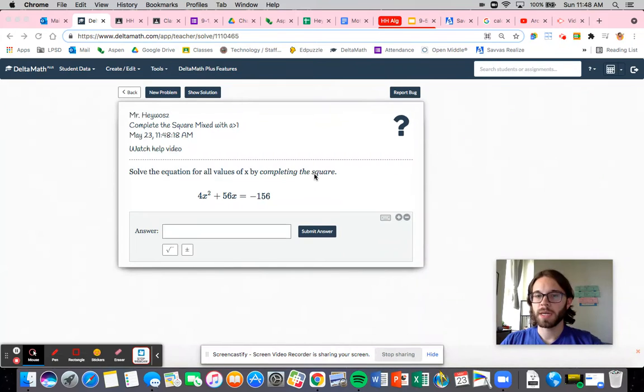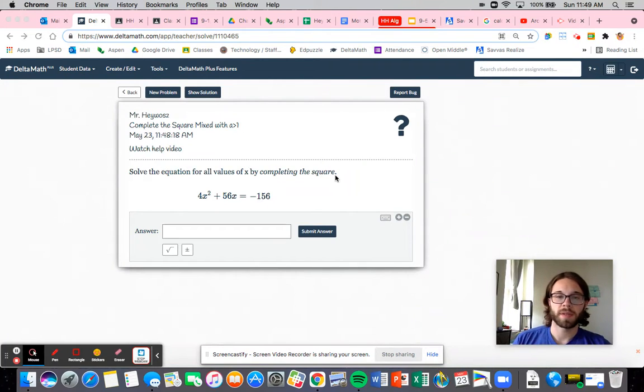Hi, everyone. Just wanted to take a moment to talk a little bit about completing the square when a is greater than 1. So basically, your steps are going to be the same. You're still going to end up dividing the middle term by 2, and everything like that. The only difference comes in really at the start.